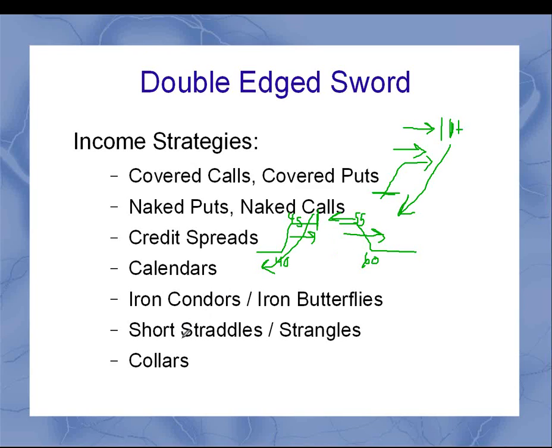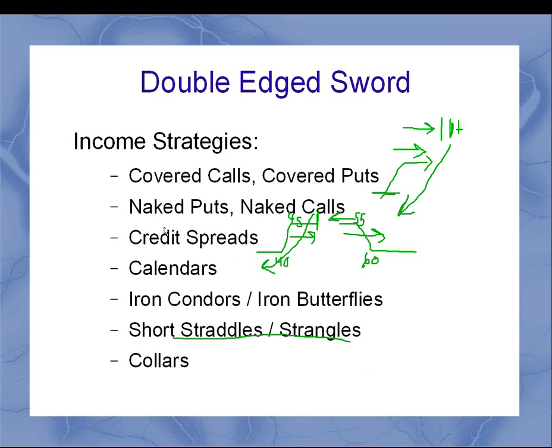Condors and butterflies are neutral. We don't want to see any movement, as are straddles and strangles. So it's a double-edged sword. We want to see good premium, but at the same time, we don't want to take these kinds of strategies with that event coming up, because it can come back to haunt us in the end. The premium's great, but as the structure of the trade, it's not necessarily what we want to see.